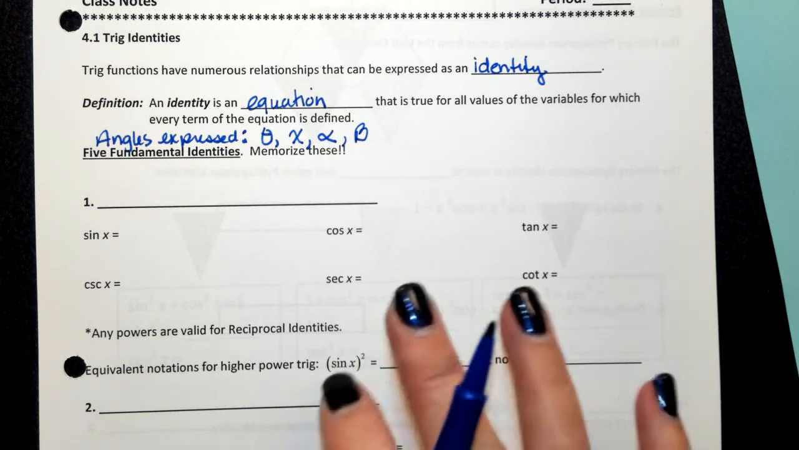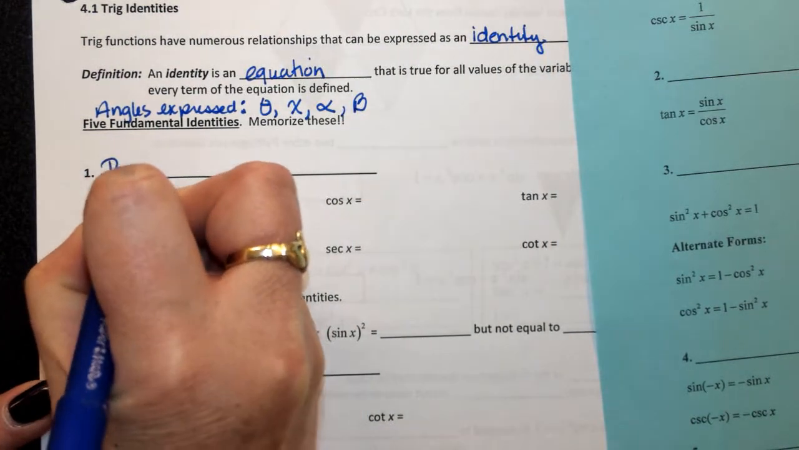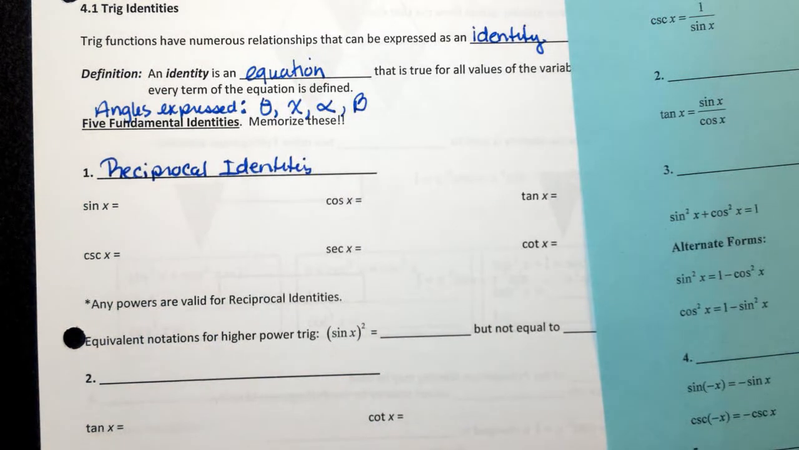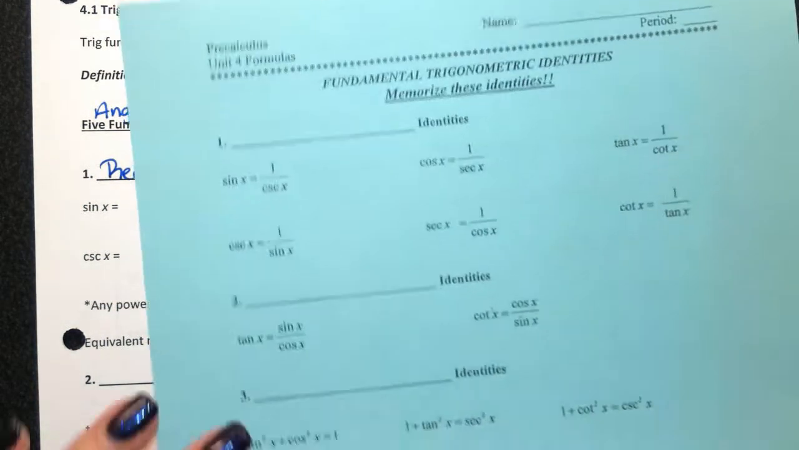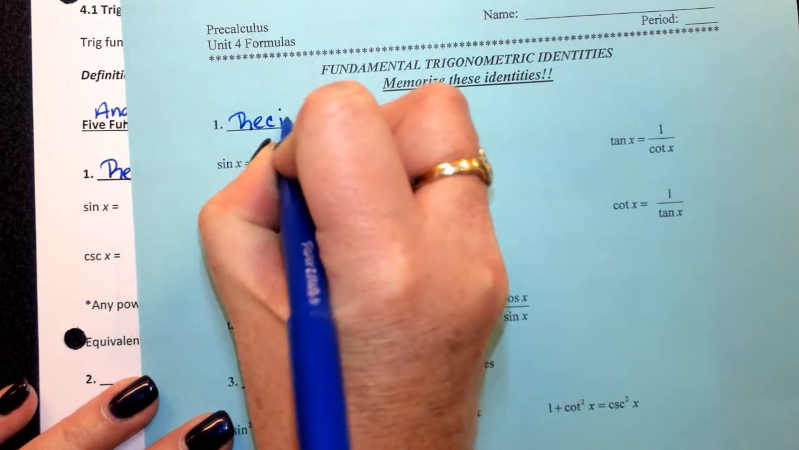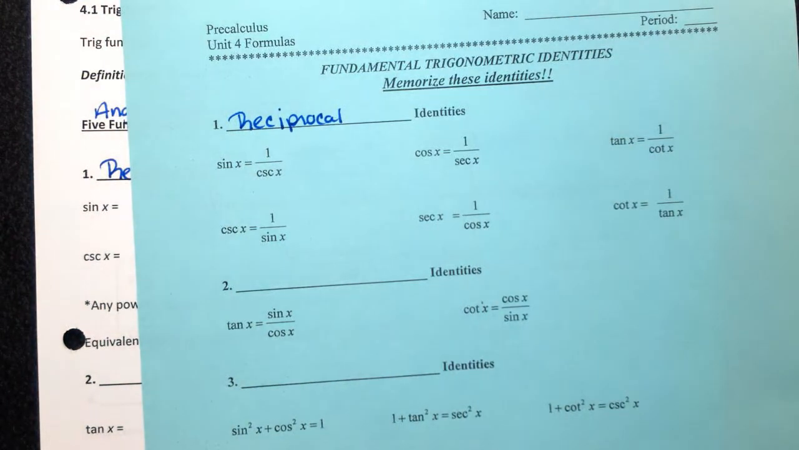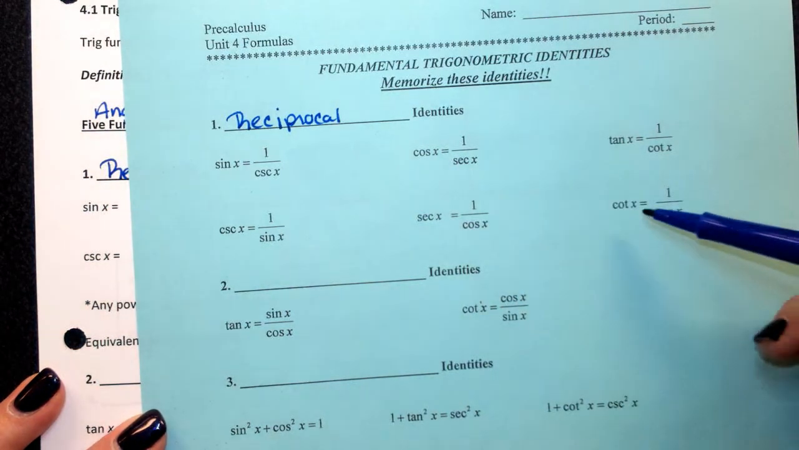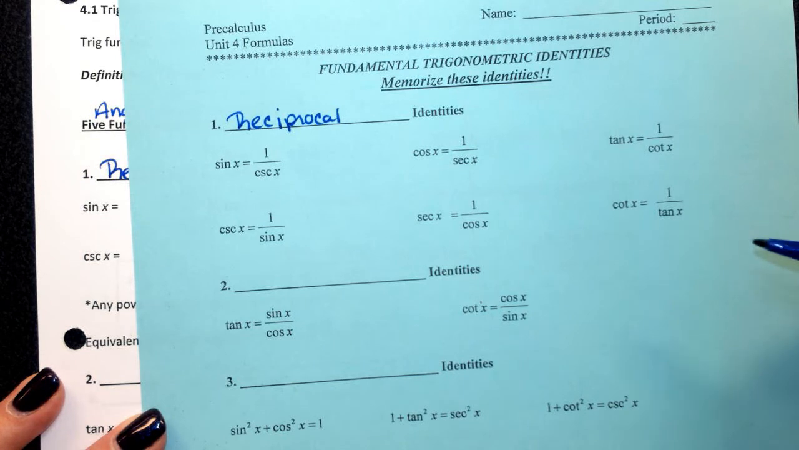So the first couple identities that we are going to talk about, which are on your blue sheet, which you probably already know, are what are called your reciprocal identities. And they're right here on your blue sheet under number 1. It's just another way that we could write sine. We know sine and cosecant are reciprocals of one another. So sine is equal to 1 over cosecant. Cosine is equal to 1 over secant. Tangent is equal to 1 over cotangent. Cosecant is equal to 1 over sine. Secant is 1 over cosine. And finally, cotangent is equal to 1 over tangent. So those are your reciprocal identities.